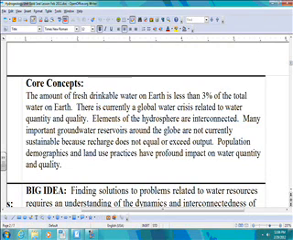Elements of the hydrosphere, remember, water that's on our surface, lakes, oceans, streams, rivers, things like that, are interconnected. Interconnected meaning they flow into each other. So streams flow into rivers, rivers flow into lakes. Many important groundwater reservoirs around the globe are not currently sustainable because recharge does not equal or exceed the output. What does that mean? Is it like it's being used up faster than it's being replaced? Yeah, it's being used up faster than it's being replaced.